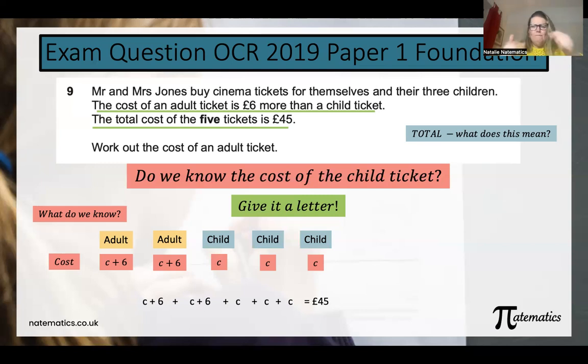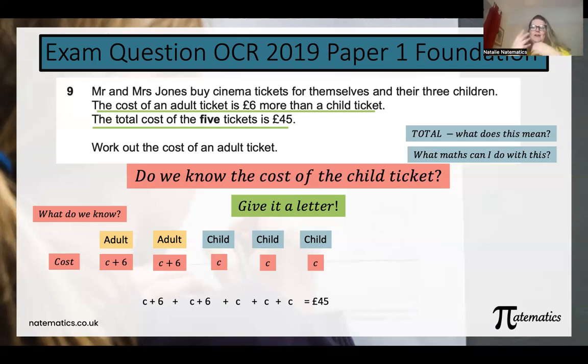It's about having that confidence of just having a go. We don't know what it is at the minute, but that's fine. We've just taken what's in the question and represented it mathematically, using maths language is what I like to call it. Okay, so we've done that bit. Right, so have I answered the question yet? No. So it's like, well, what maths can I do with what I've just done?